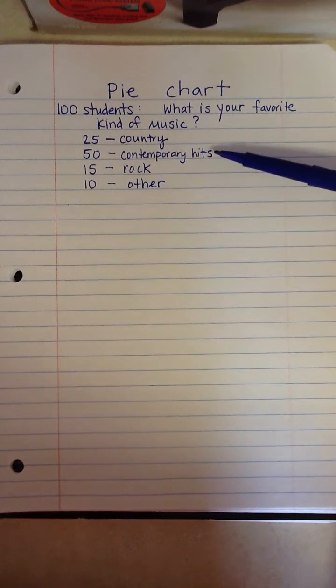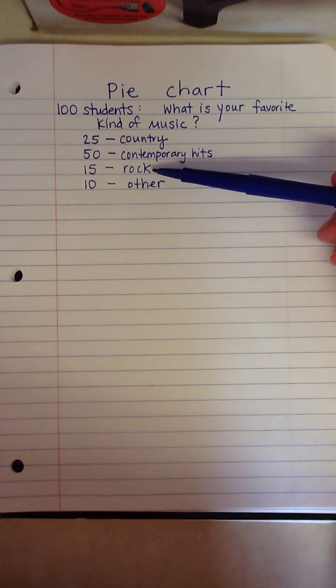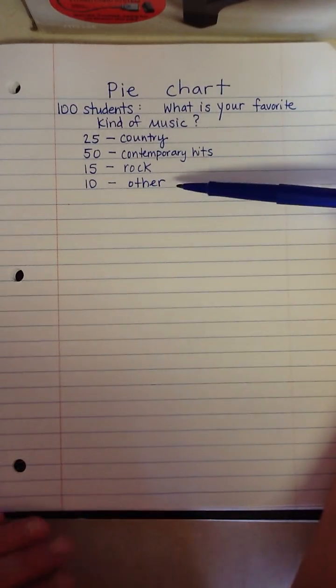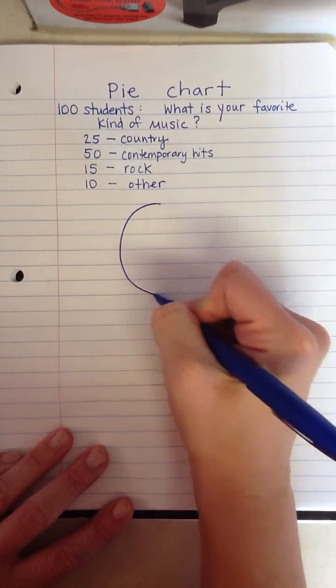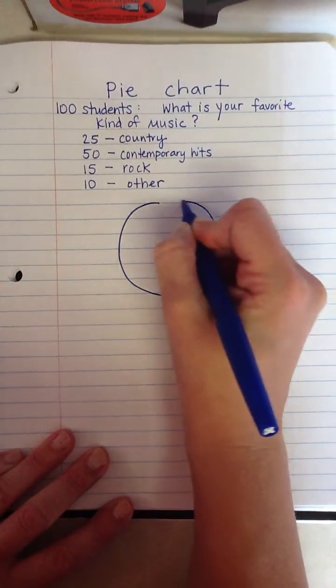50 say they love contemporary hits. 15 say they like rock. And 10 say some other kind of music. So in order to make a pie chart, I need to have some kind of a pie. So draw a circle on your paper.